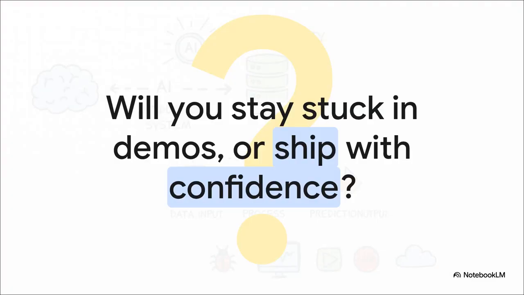You've seen the map now. You know exactly how to take a fragile local prototype and turn it into a robust, traceable production powerhouse by implementing proper visibility. So the only question left for you and your engineering team as you build out these AI agents is this. Are you going to stay forever stuck in demo mode, or are you ready to use tracing and actually ship with confidence?